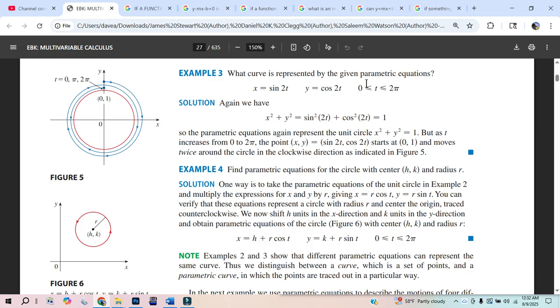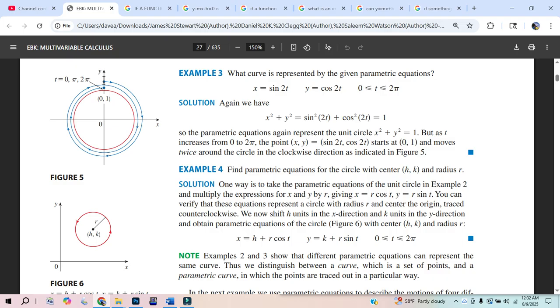What curve is represented by the parametric equations? So x is going to be sine 2t. So at time 0, my x value, this is my x value, I'm going to be 0 at sine of, and then it would be pi divided by 2. So if this value is pi divided by 2, then I'm at 90 degrees. And does this even show you what direction I'm moving?